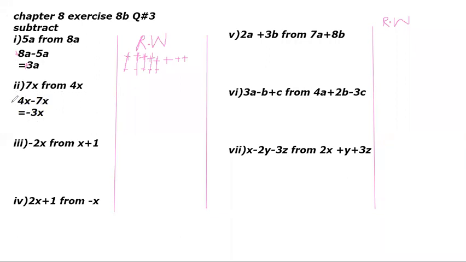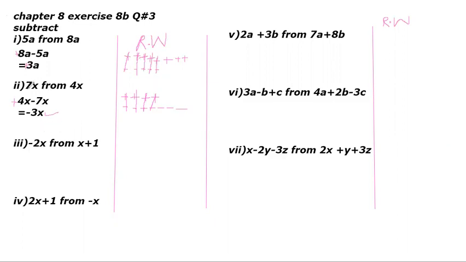Okay, 4x means it is positive 4x, and negative 7x means that it is negative. Positive 4x means positive sign 4 times. This is positive 4, and negative 7x means negative sign 7 times. 4, 5, 6, 7. Now cancel out one positive sign with one negative sign, and negative 3 signs are left over. It means that negative 3x is our answer.